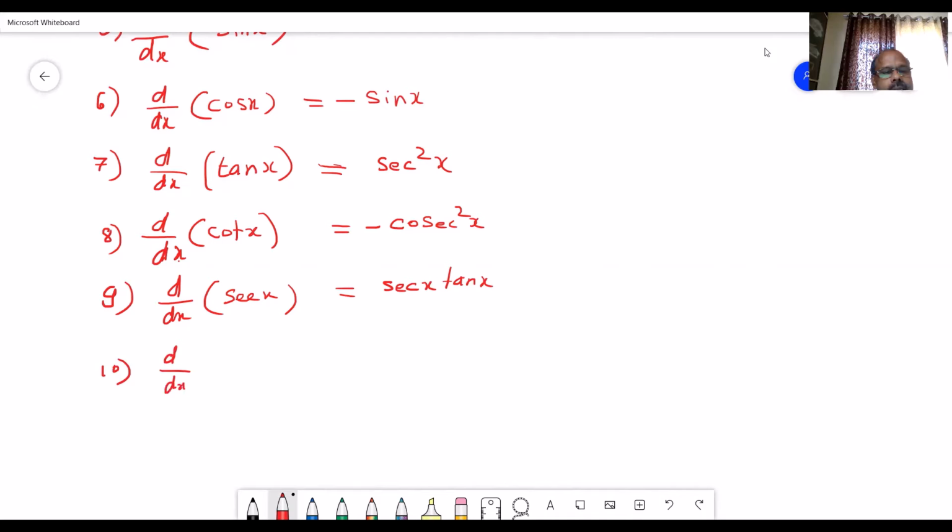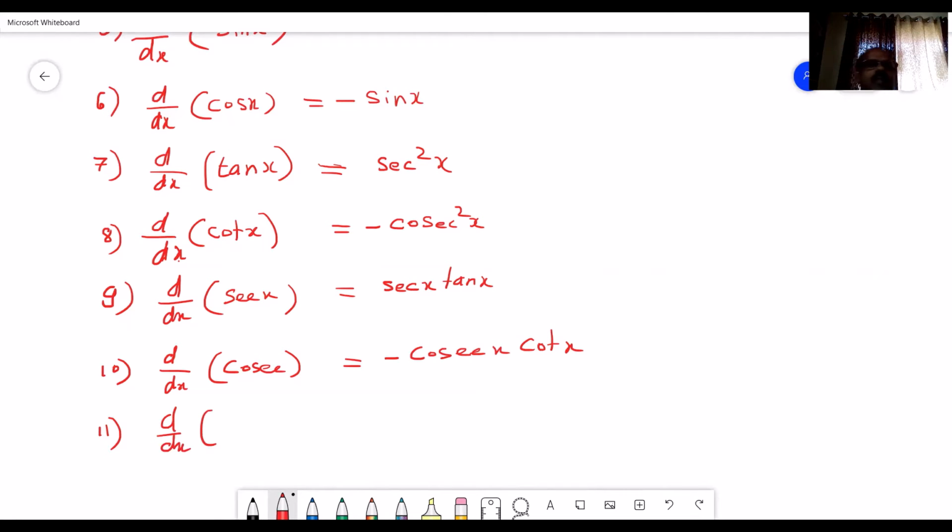dy by dx of cosec x is equal to, here it will come with a minus sign, so minus cosec x cot x. dy by dx of cosec x is equal to minus cosec x cot x. Now the 11th is differentiation of inverse functions; we are coming to that now.